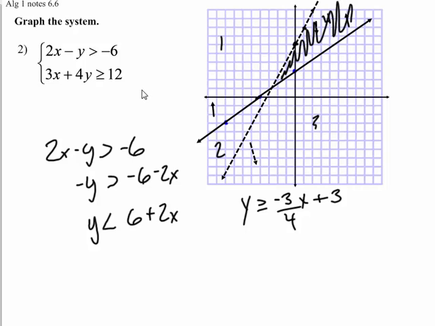Okay, go ahead and try number 3. Hit pause. If you'll notice that first problem on number 3, it's in point slope form. Remember what that means to be in point slope form. Graph both of them and then come back and I'll show you my answer.